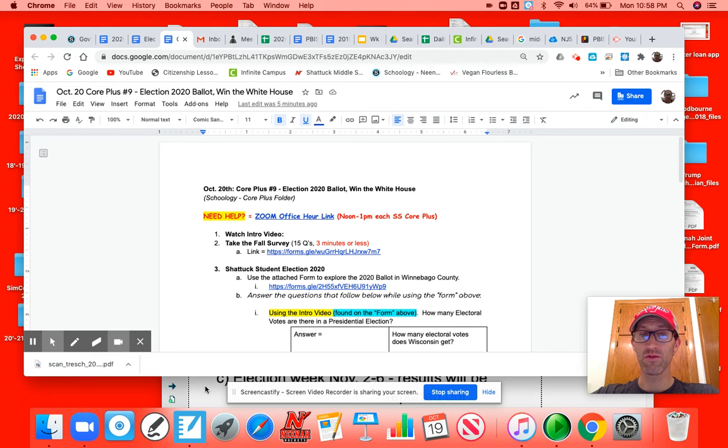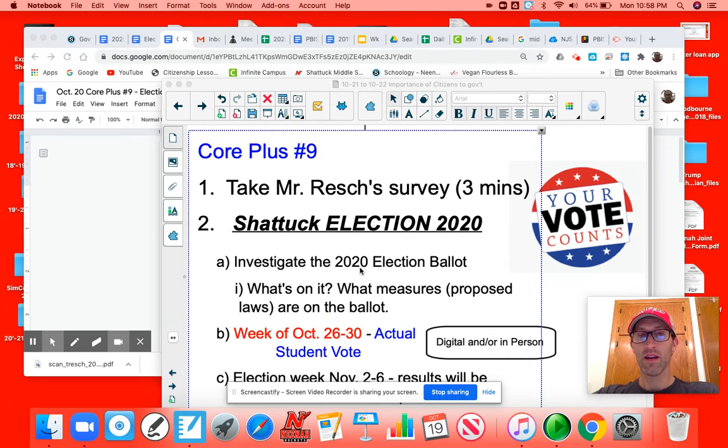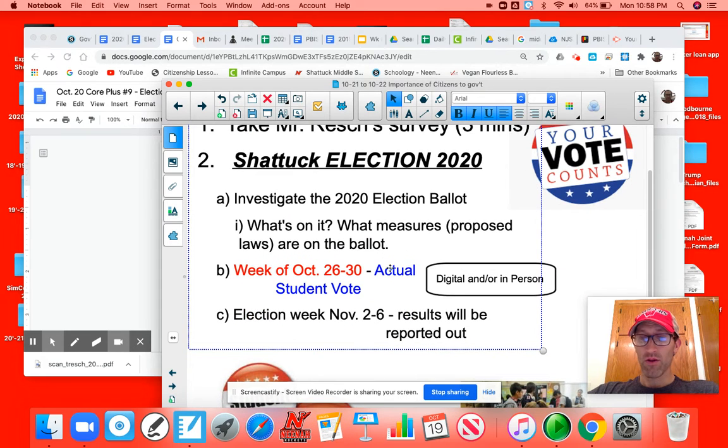Now introducing you to the student election 2020. We can take a look at this little outline. Our goal today will be to investigate what will be on the 2020 election ballot here in Neenah for the voting adults. You'll find out what measure or measures or proposed laws will be on the ballot, and who will be running for certain positions at the local level, the state level, and at the federal level. So this is a really big teaching tool for you today.